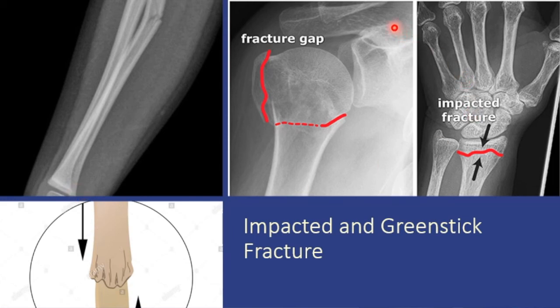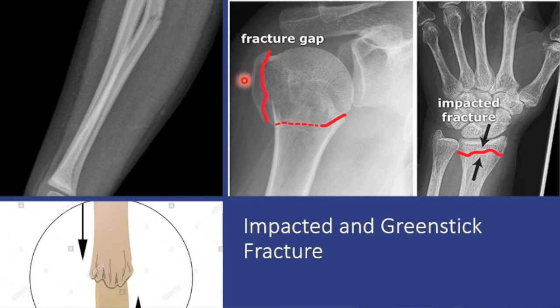Then you have your greenstick fracture. So, class, for your greenstick fracture, the bone bends and then there is a partial break. Okay, this could be an example of your greenstick fracture. Because there is bending of the bone on that side, and then you can notice that there is a partial break. Okay, so your greenstick fracture is also an incomplete fracture.